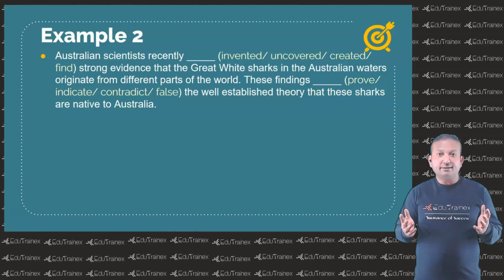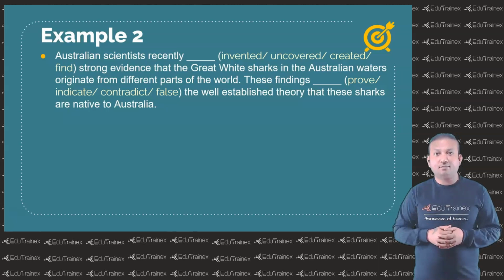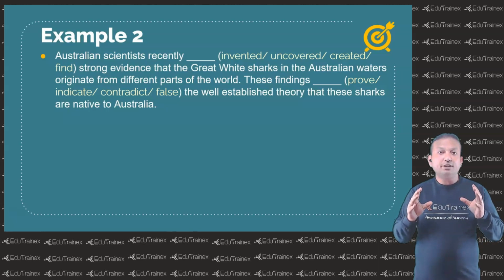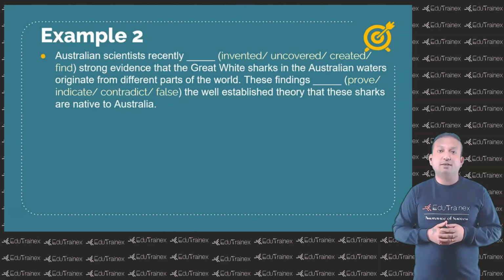So what do you understand here? The scientists found that the great white sharks originated or come from around the world. But the established theory was that they are native to Australia. So do you see the connection here? Reading the whole text gives you the idea that the recent evidence is different to what the scientists believed earlier. Now you see the options.